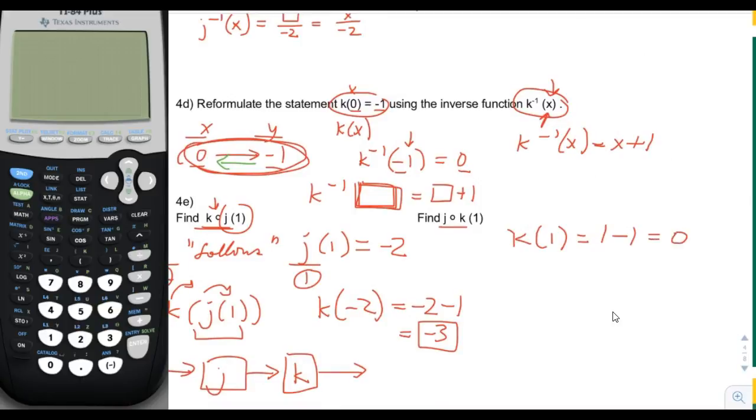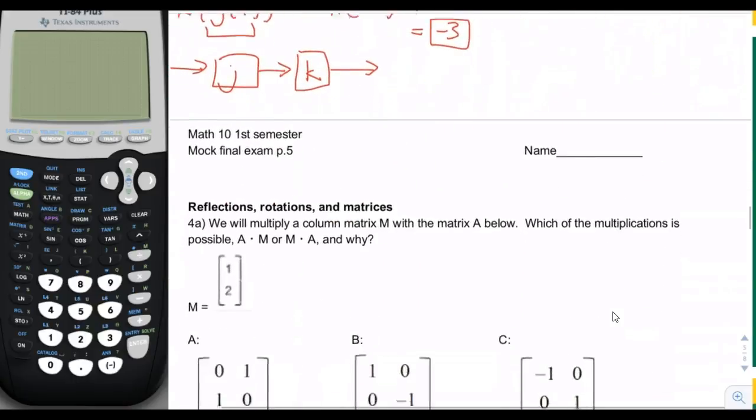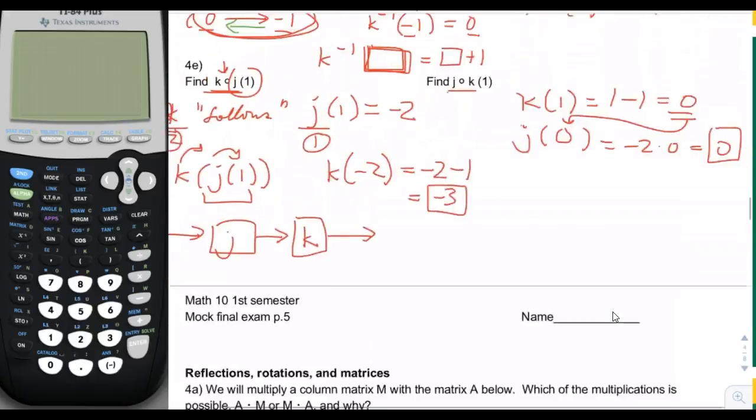Then we're going to take what comes out of K operating on 1, and we're going to operate on it with J. So we take this 0 and put it here. And so J operates on 0. Remember, J multiplies by -2. -2 times 0 is simply 0. So this is just going to give us an answer of 0. Okay. All right, and so that's it for page 4.